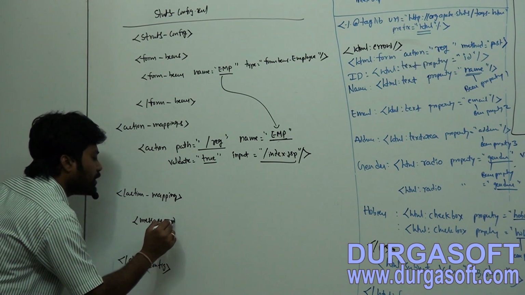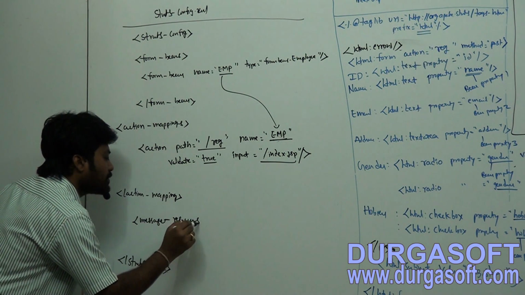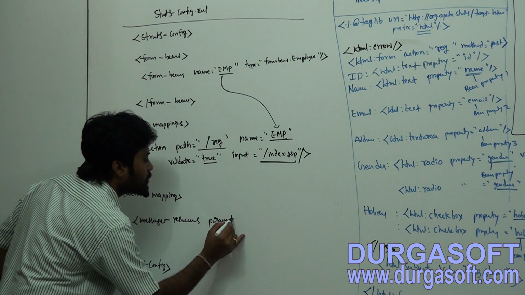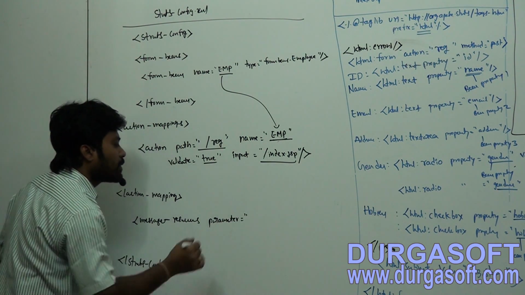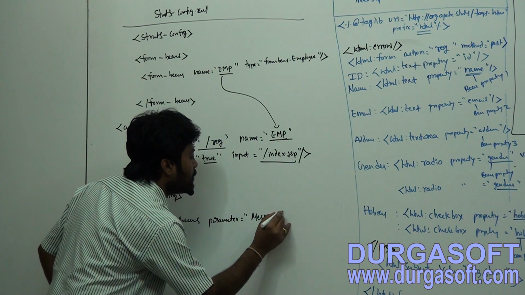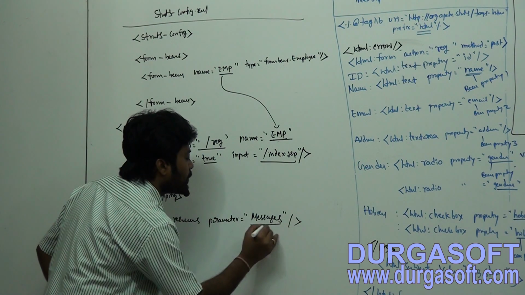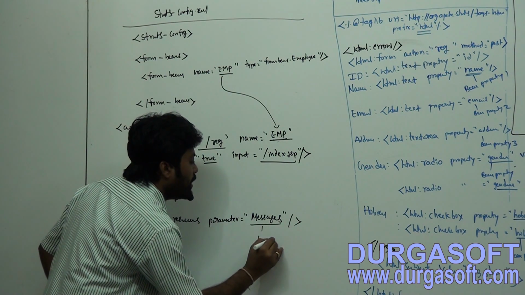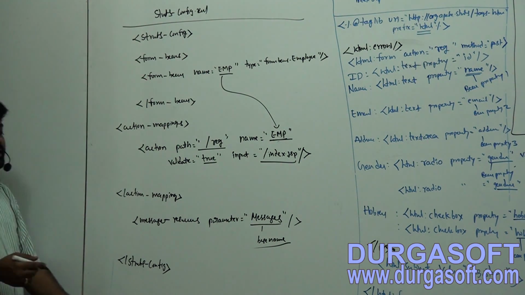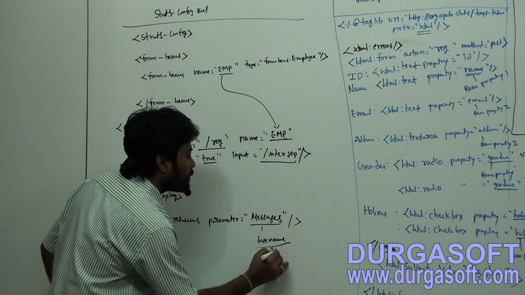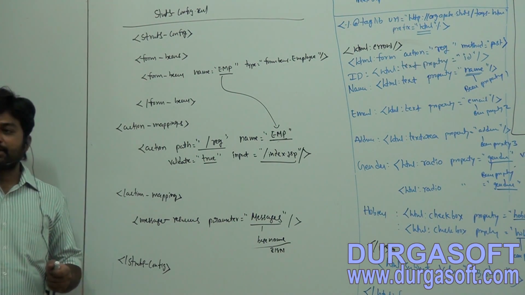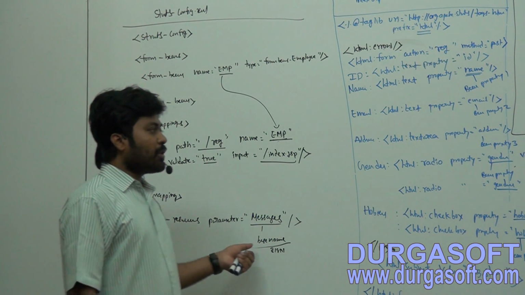That properties file name you should configure here: message-resources, parameter. You can configure your properties file here. Only the base name we should configure here. To support I18N, we have to use only the base name. Base name means without the .properties extension. Only the base name we should configure here.